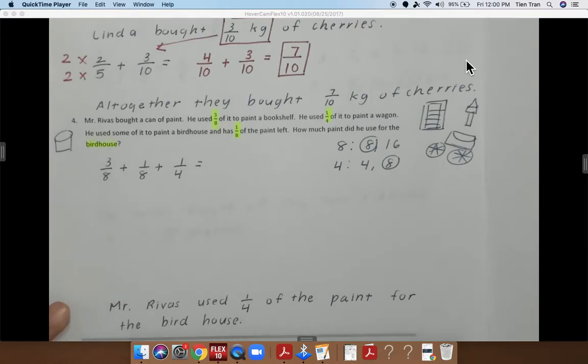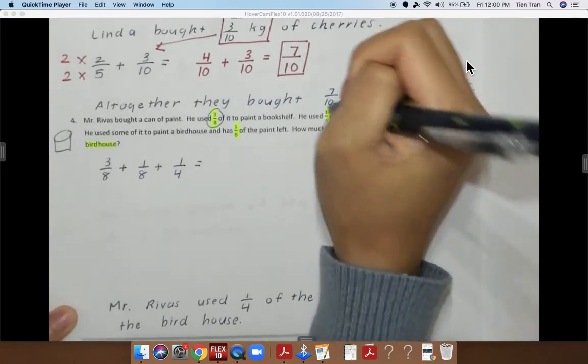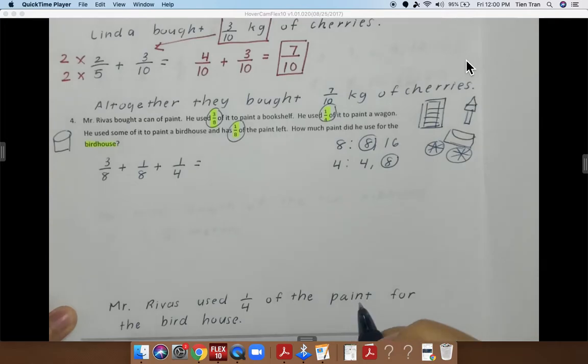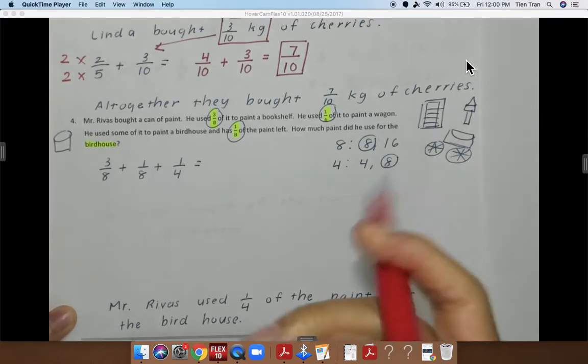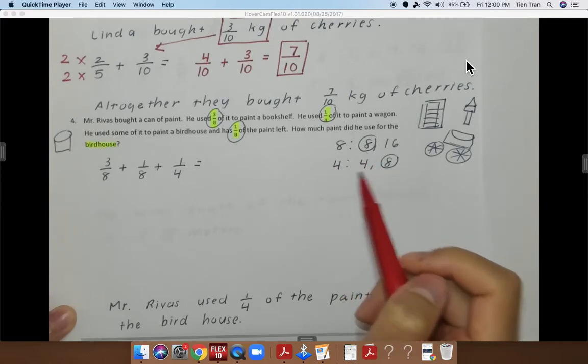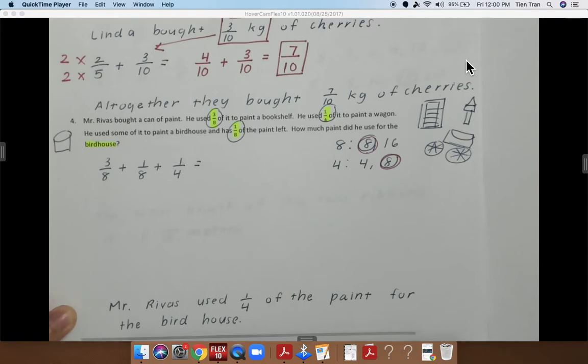Okay, so the first thing I'm going to do is add those numbers together. It's 3/8 for the bookshelf, 1/4 for the wagon, and we have 1/8 for the birdhouse. So we're going to add all those numbers together, and I'm going to find the common multiple. When I look for my multiples for 8, I have 8, 16, and for my common multiples for 4, I have 4 and 8. So I'm going to make sure that I use 8 because that is the least common multiple.